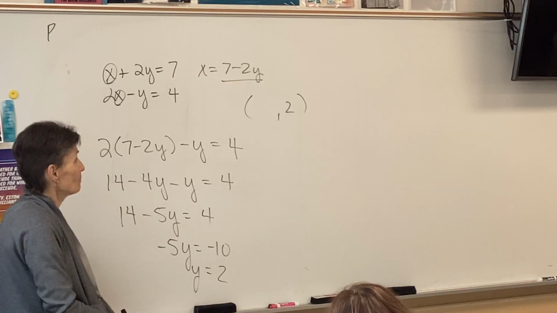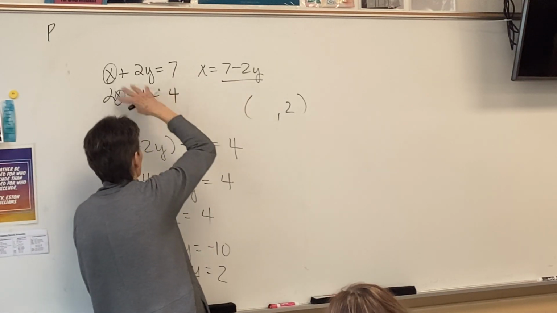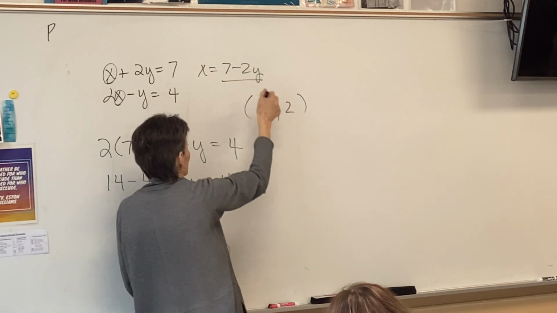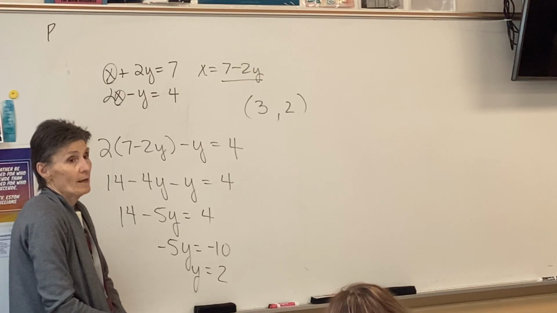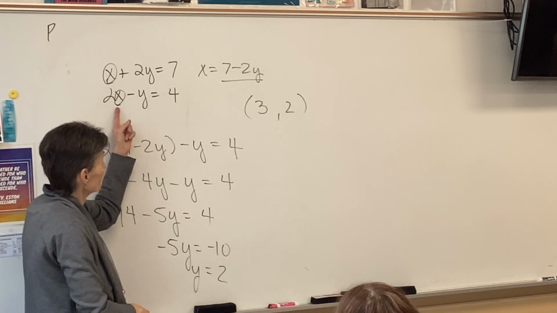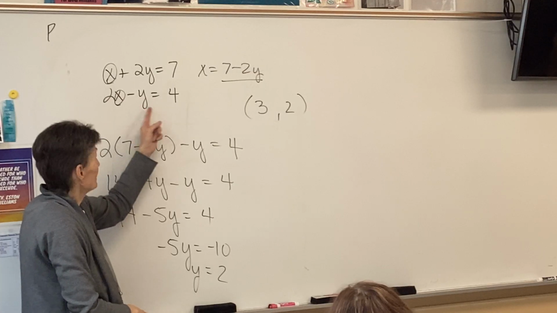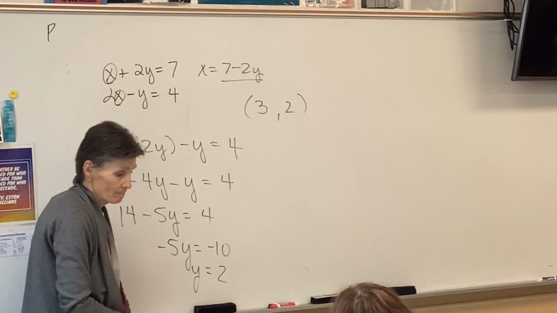And then what do we do? Plug it back in anywhere you want. I like to plug it in here, but you can put it in wherever you want. Put it in, and it looks like x is 3. And then if I have time to check, if I put a 3 here and a 2 here, I should get 4, shouldn't I? And I did. So I think we're right.